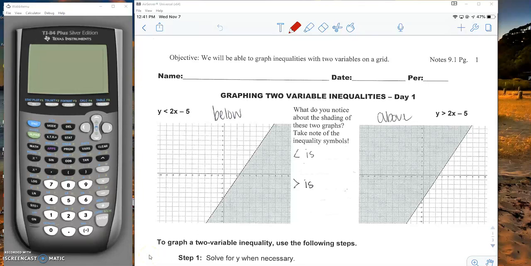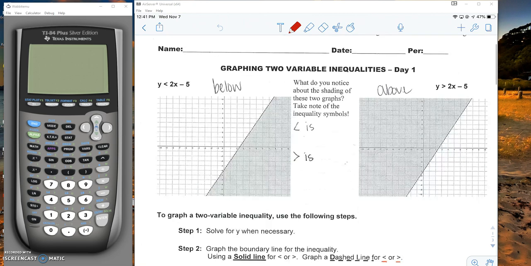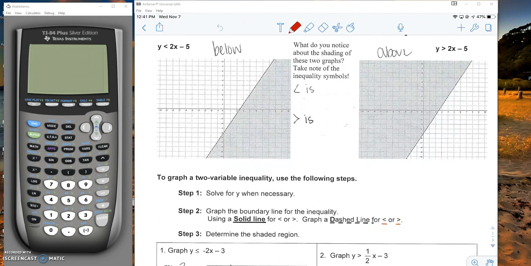This video covers Notes 9.1 over graphing two variable inequalities. So we have two examples shown. If you notice, these lines are exactly the same. They both start down at -5. They both have a slope of up to right 1, up to right 1. But the shading of these two graphs is different.